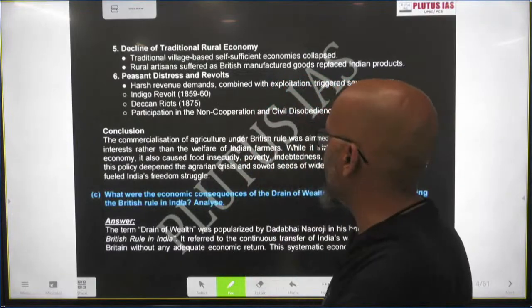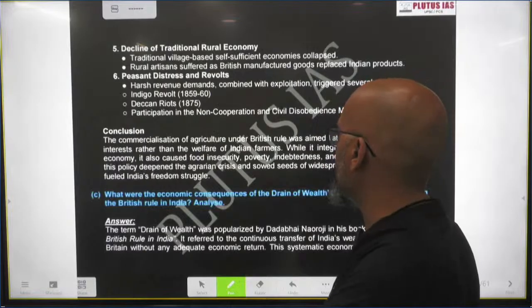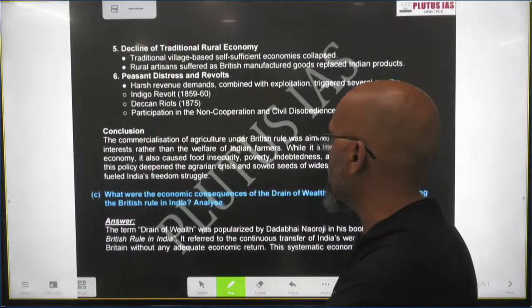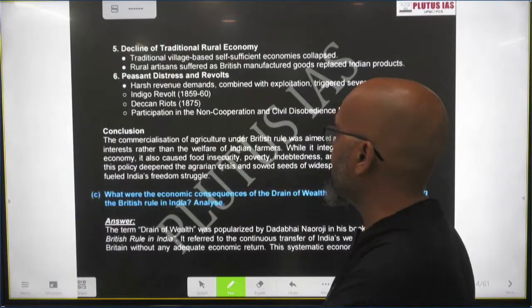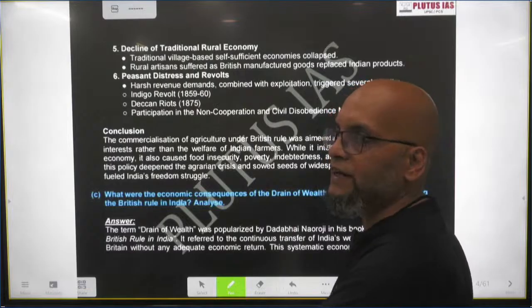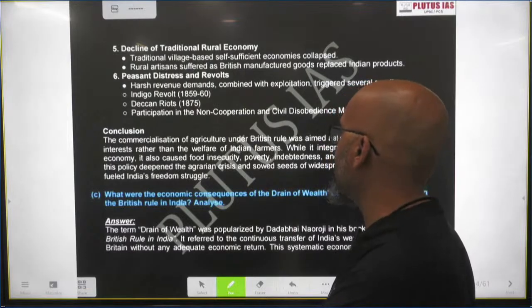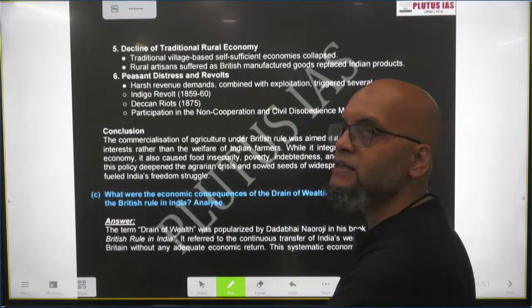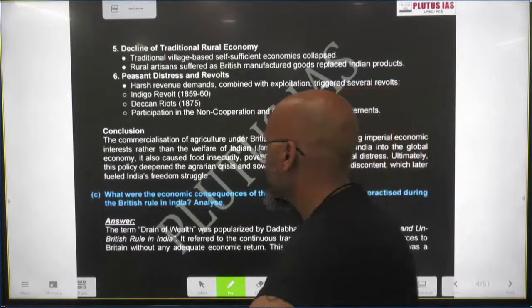Peasant distress and revolts. Harsh revenue demand combined with exploitation triggered several revolts, like number one, Indigo Revolt in 1859-60, Deccan Riots of 1875, participation in non-cooperation and civil disobedience movement.